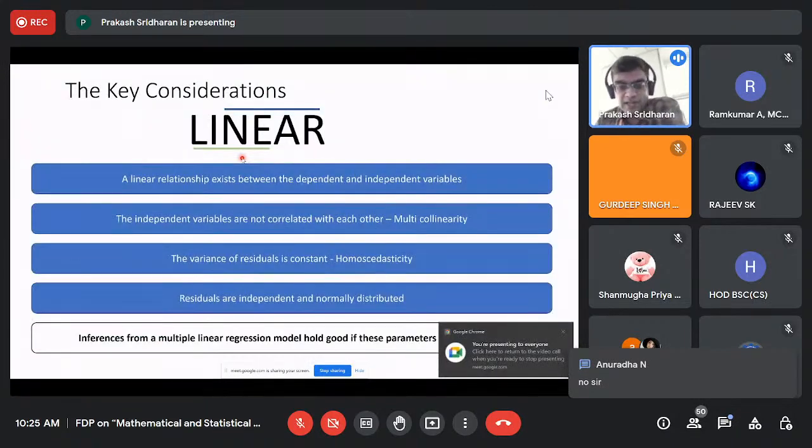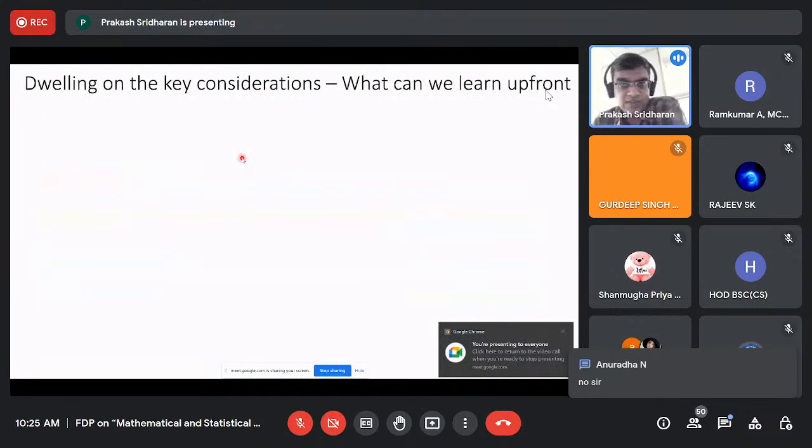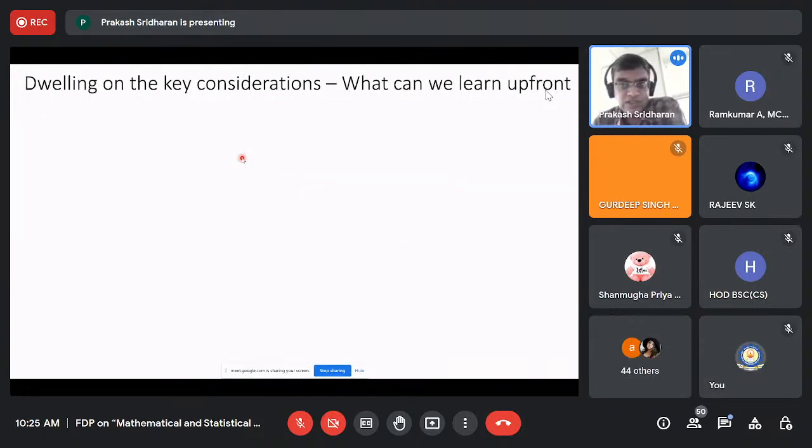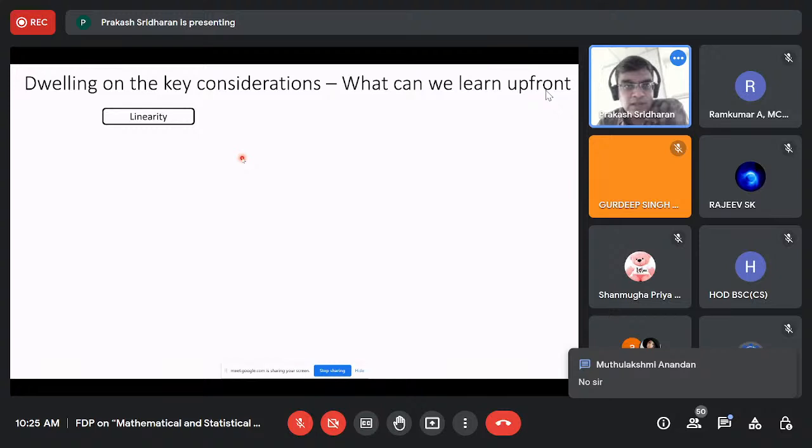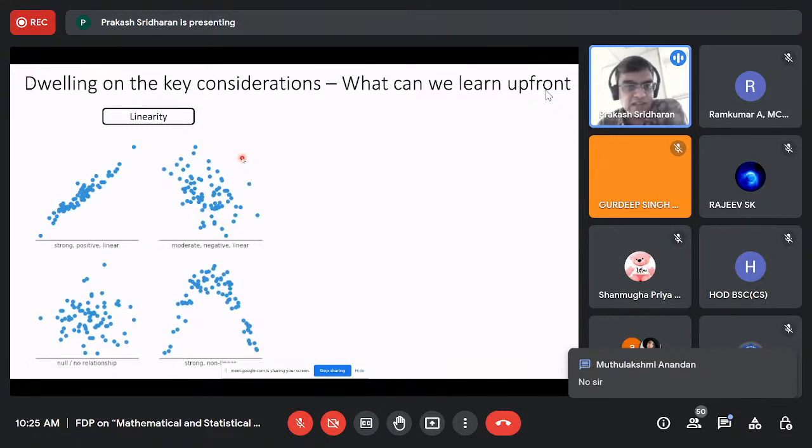Now, let's look at the next slide, where we will go into the key considerations. What can we learn upfront about the data itself? Let's say you have a data set and your task is to build a regression model. Let's look at each of these parameters. I spoke about linearity, right?